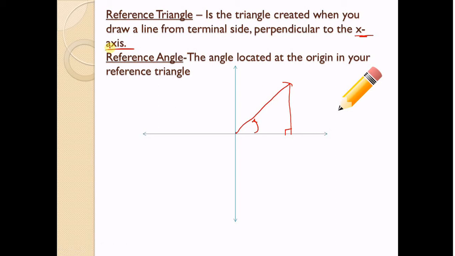This reference angle then is the angle located at the origin in your reference triangle. So this right here is my reference angle. And like I said, that was 45 degrees. Sometimes it could be 30, it could be 60, it could be 80. It could be a lot of different numbers. And I'll show you how to find those in the first problem that we do tonight.